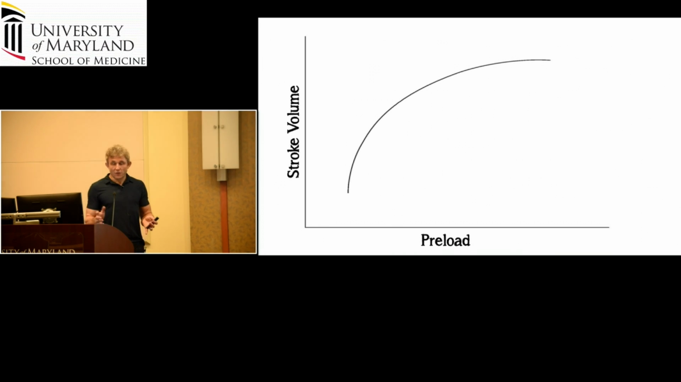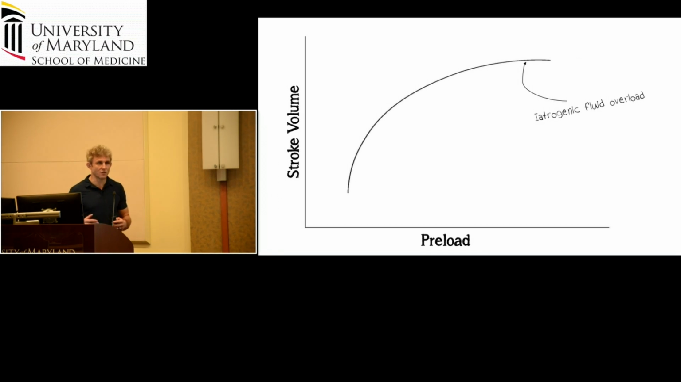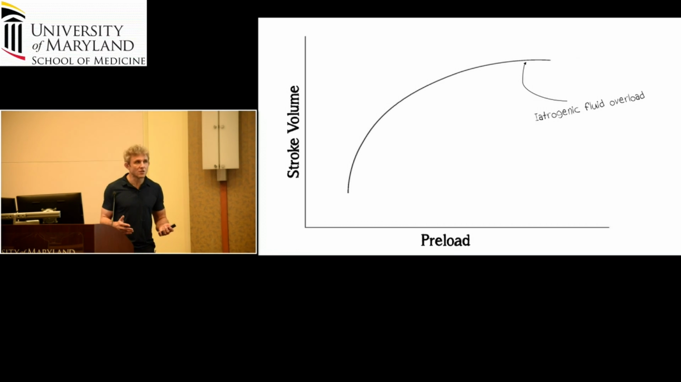So I think it's a couple reasons. The first is if you drive someone to the flat portion of their Starling curve, you've essentially iatrogenically fluid overloaded them, right? We all exist on the steep portion of the curve. And so giving them fluid until they're no longer fluid responsive just leads to fluid overload.